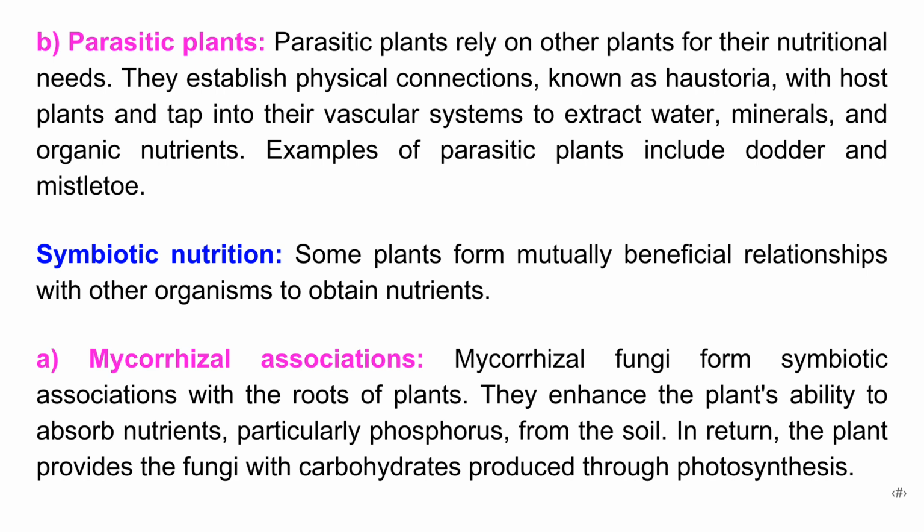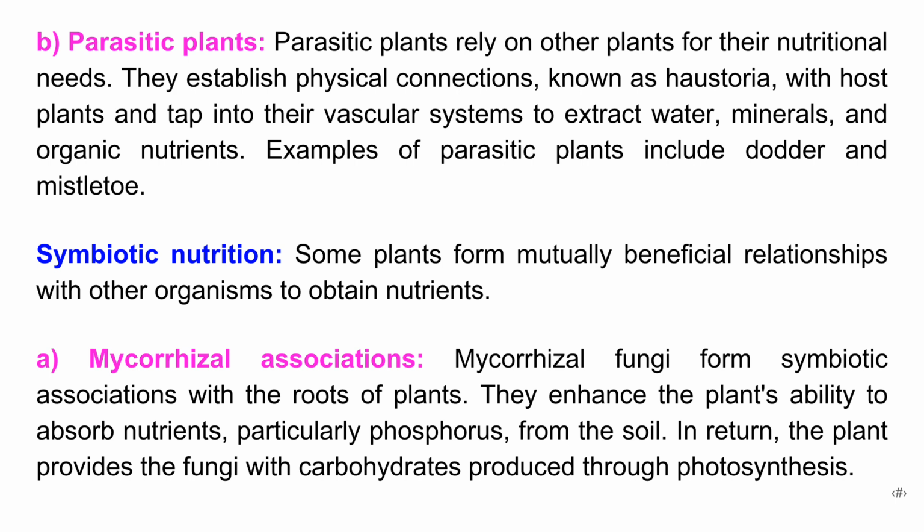Parasitic plants. Parasitic plants rely on other plants for their nutritional needs. They establish physical connections, known as haustoria, with host plants and tap into their vascular systems to extract water, minerals, and organic nutrients. Examples of parasitic plants include dodder and mistletoe. Symbiotic nutrition. Some plants form mutually beneficial relationships with other organisms to obtain nutrients.